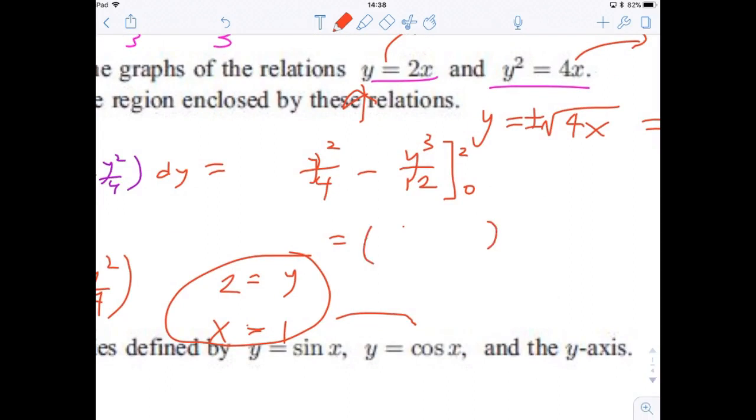So it would be 2 squared over 4, which is 1, minus 2 cubed over 12, which is 8 twelfths, also known as 2/3. And then if I put 0 in here, 0 over 4 is 0. 0 over 12 is also 0. 0 minus 0, so this is 0. And so I end up with 1 minus 2/3, which is 1/3. And I think that's it.